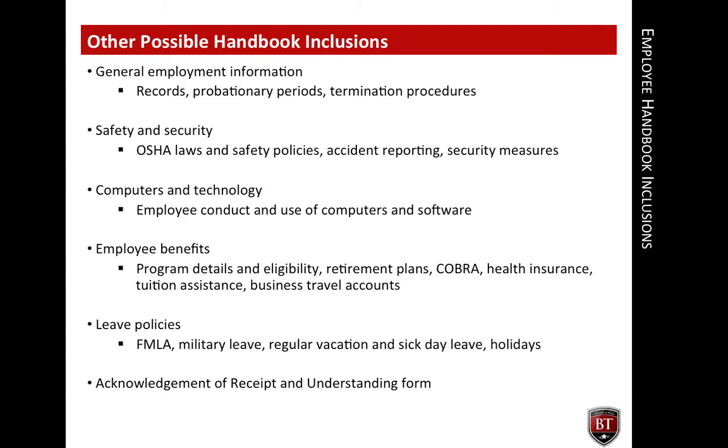Computer and technology use policy memorandums are also important in detailing and setting the expectations and limitations for computer and software use by employees. A description of any employee benefits is generally included and will describe all the benefit programs in detail, as well as eligibility requirements for the programs. Benefits such as COBRA, retirement plans, health insurance, tuition assistance or reimbursement, and business travel expense accounts should be laid out in the benefits section of the employee handbook.